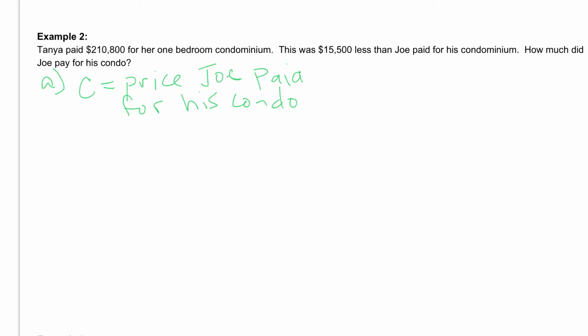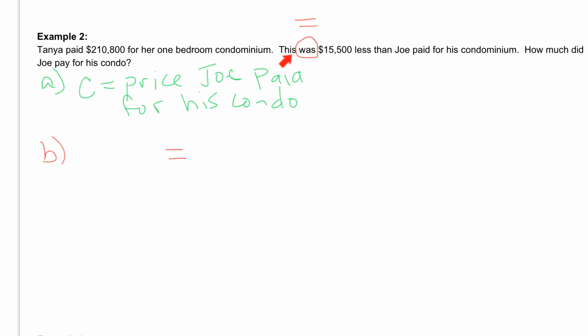Then in letter B, we need to come up with an equation to represent this. If we take a look at our problem, the first sentence talks about what Tanya paid for her one-bedroom condominium, and then it says this was. That word was, that word is, that usually represents that we have our equal sign. So that divides our problem into a left-hand side and a right-hand side. So I'm going to start with my equal sign down here in my problem.